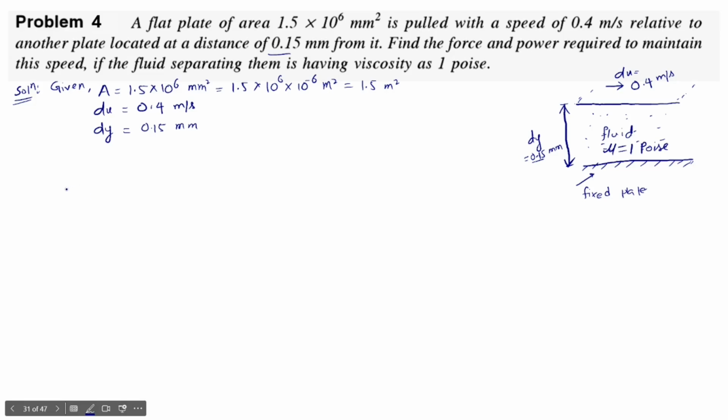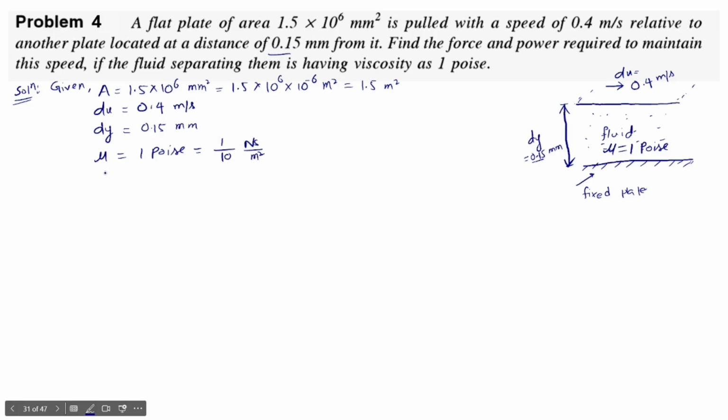And the dynamic viscosity is given as mu equal to 1 poise. If you convert it into Newton second per meter square, it is 1/10 Newton second per meter square. You just need to divide the value in poise by 10 in order to get the SI unit of Newton second per meter square.